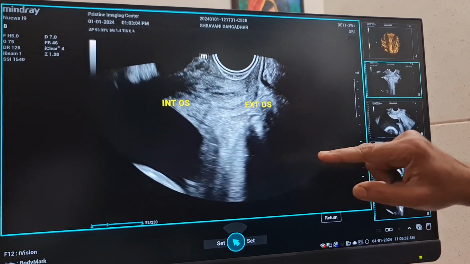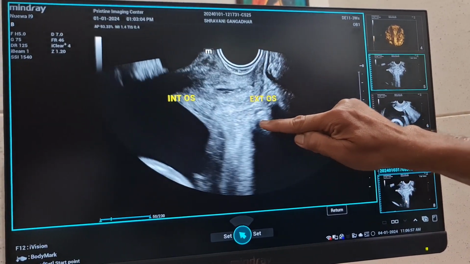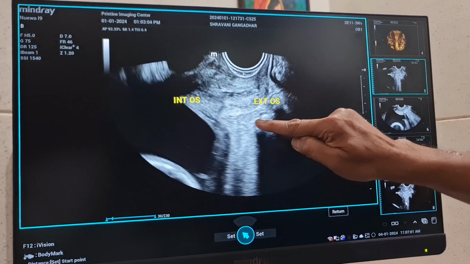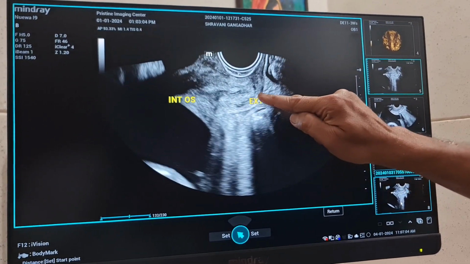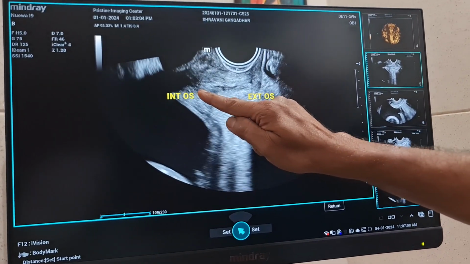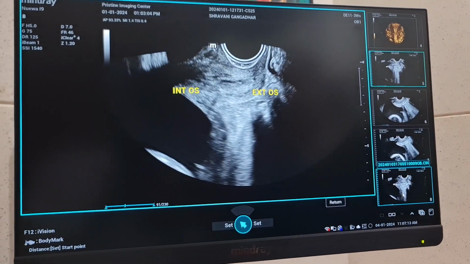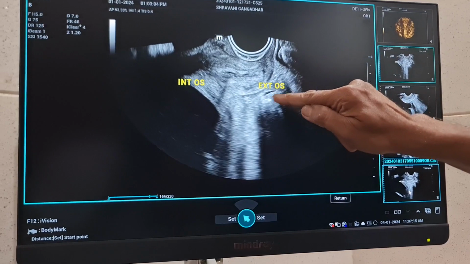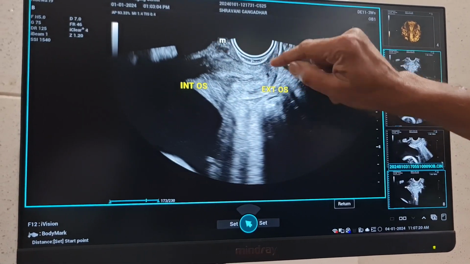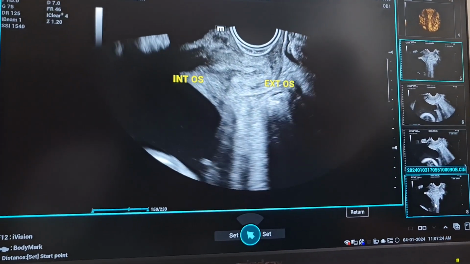Again, some precautions to be taken. Keep the probe always at the level of the external os and never push the probe into the posterior fornix. Please notice what is happening here. When the probe is being pushed into the posterior fornix, the cervix is getting elongated because the fornix is getting stretched, and again you will end up measuring the cervix on a higher side. So the probe has to be always kept at the level of the external os so that you get the entire image, identify the internal os and external os, and measure the cervical length.